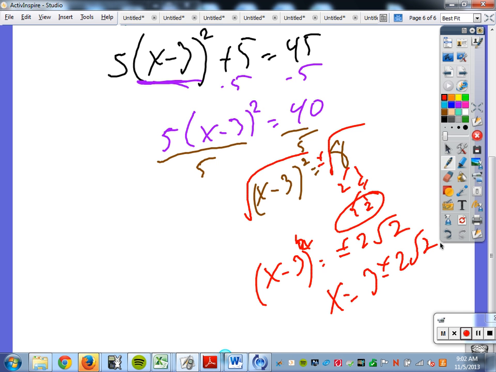That's completing the square all the way through. The rest of that worksheet is yours. I love you all.